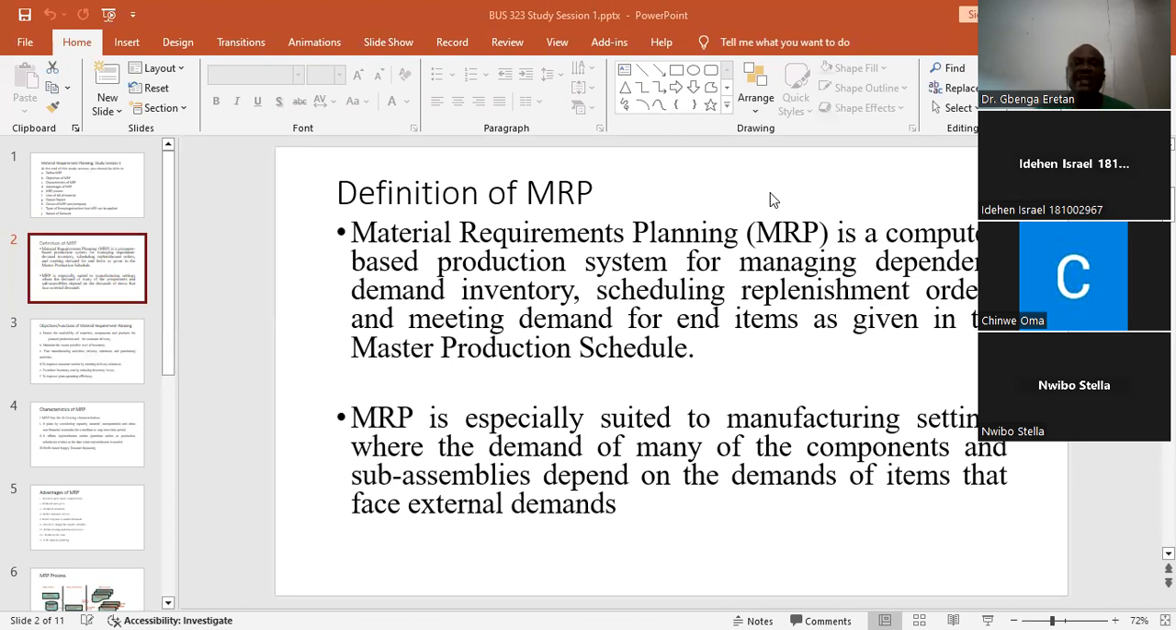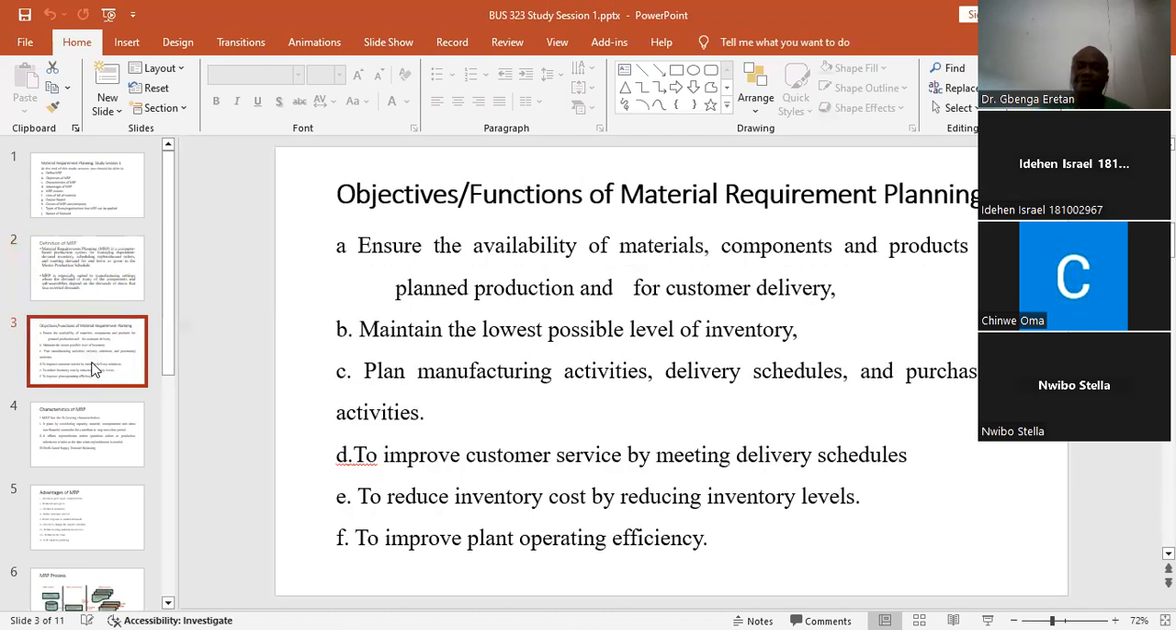So what are we saying in essence? That material requirement planning is a computer-based production system of managing a dependent demand inventory. That is, it's a computerized system that enables you to manage the demand of a product, taking into cognizance the replenishing schedule order. And this type of process is basically peculiar to a manufacturing system. And that is the definition of material requirement planning.